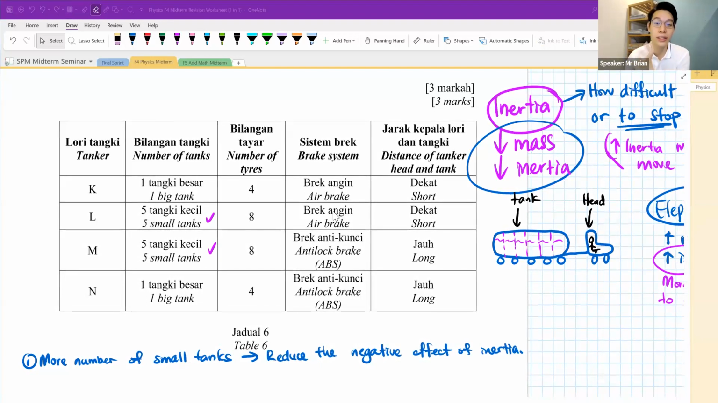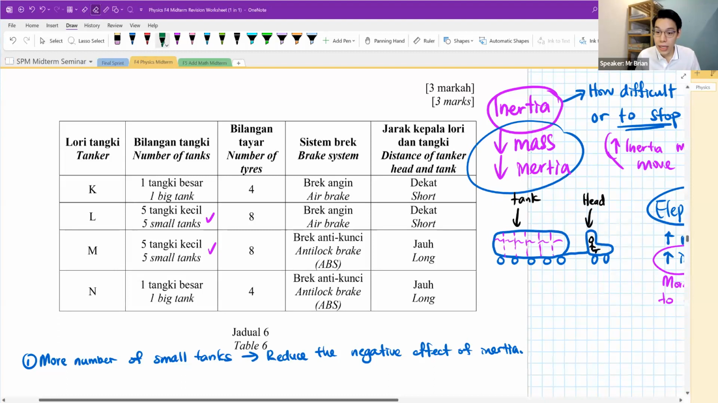Because when we say negative effect, meaning this inertia doesn't help us in any way. It only creates negative effects. So we say, I want to cut down on it, because I cannot avoid it. So too bad, I cannot avoid it. So I cut down on the negative effects of the inertia. Okay, next one, number of tires.